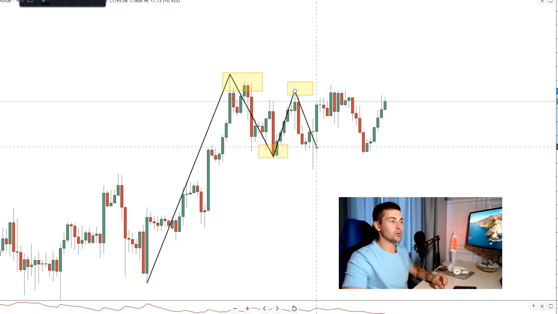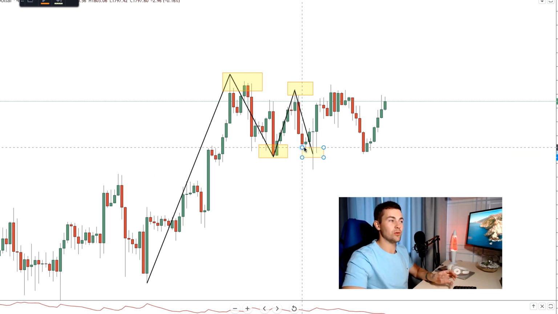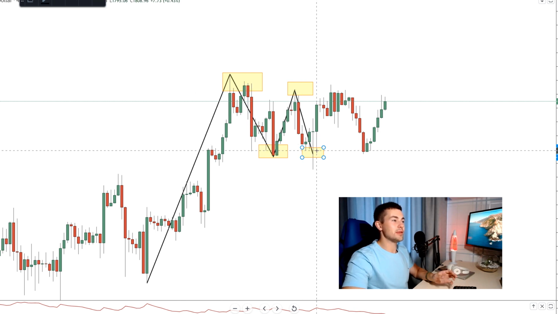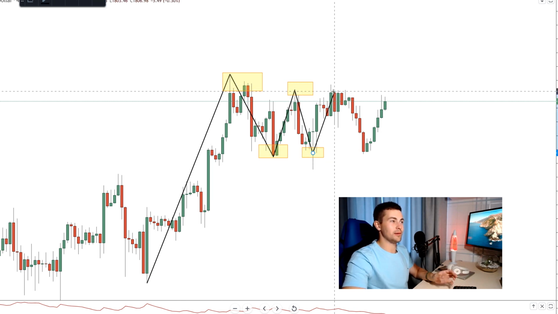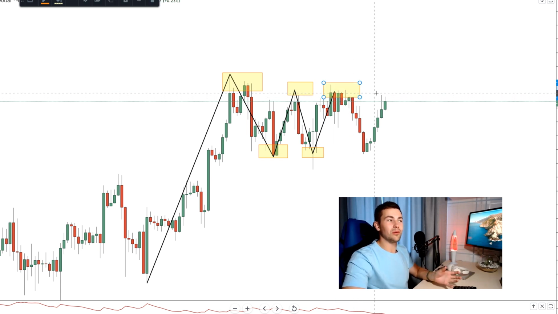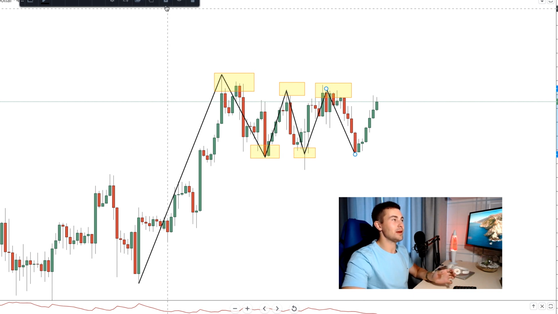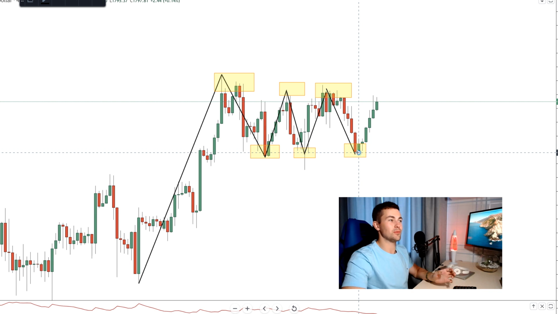Then we dropped, and we went lower, we were rejected. So we can see that here we have the equal low, right? From that, the market bounced to the upside again, and here we have one more equal high. Then once again a bounce to the downside and an equal low. And from that, right now we see the bullish movement.